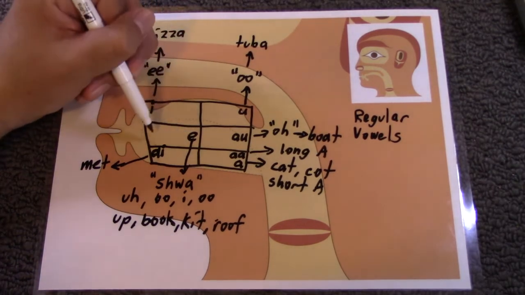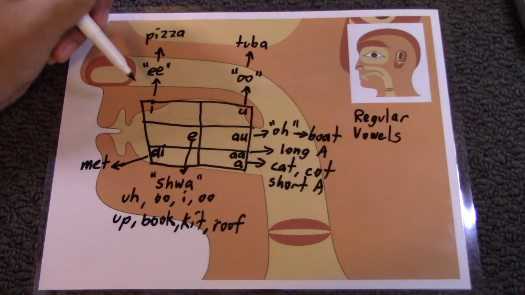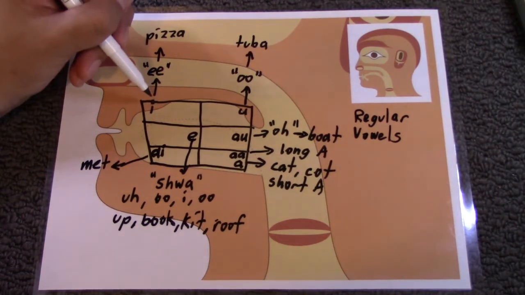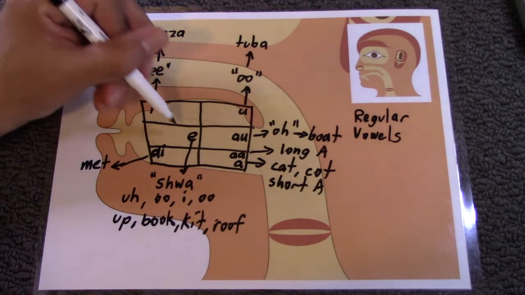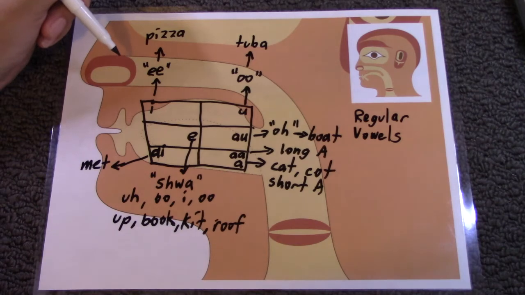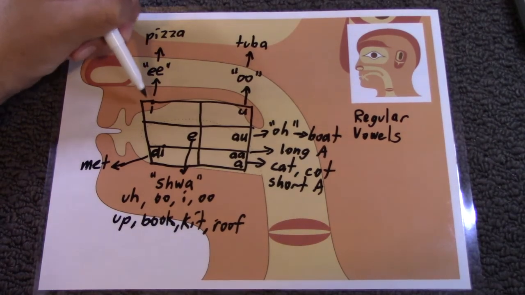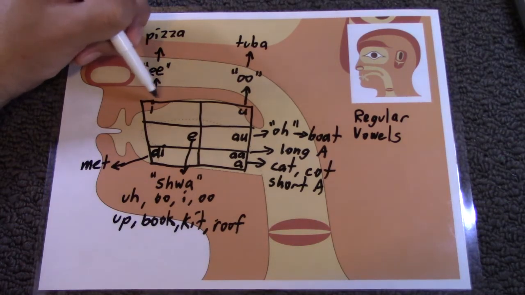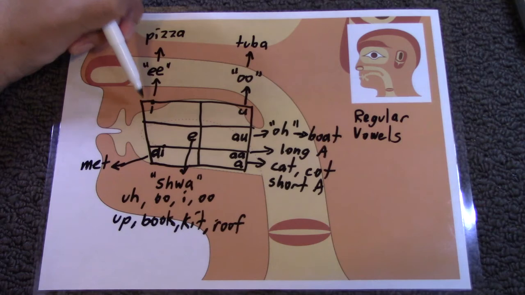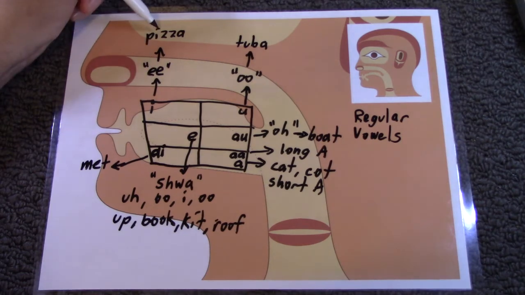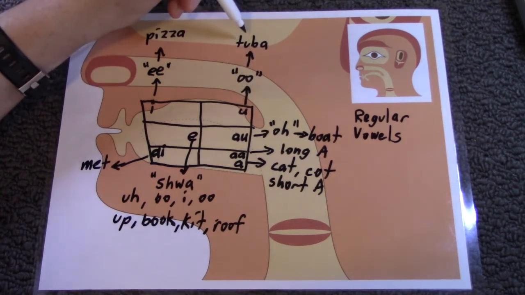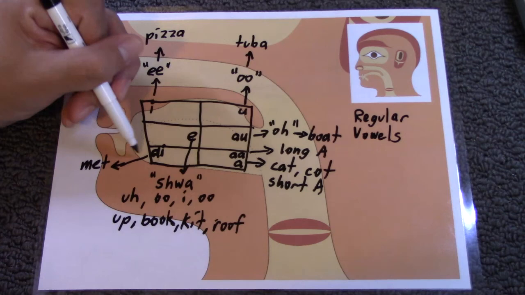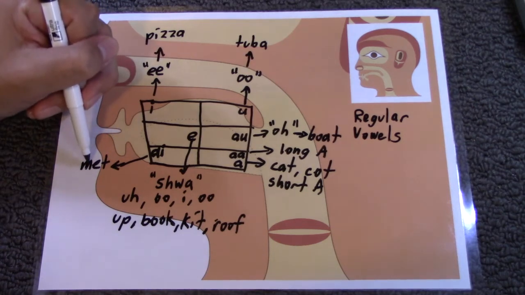So I used English words to start with, just to give you an idea of how these vowels actually sound. I think it'll help to use English words which you're familiar with already. So just to review, I is toward the front of your mouth and more to the top of your mouth. I makes an E sound like pizza. U makes an oo sound like tuba. AI makes an eh sound like met.